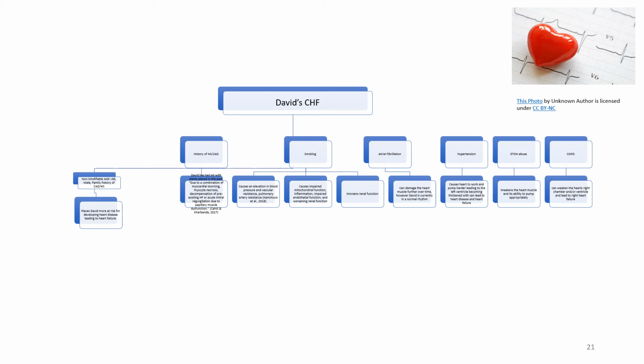Hypertension causes the heart to work and pump harder, leading to the left ventricle becoming thickened, which can lead to heart disease and heart failure. He does have alcohol abuse, which weakens the heart muscle and the ability to pump appropriately. He also suffers from COPD, which weakens the heart, right chamber, and ventricle, and leads to right heart failure.